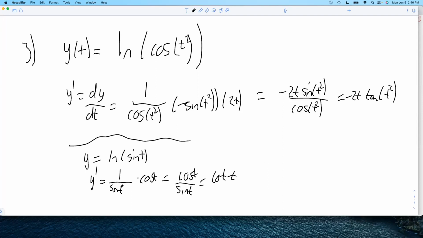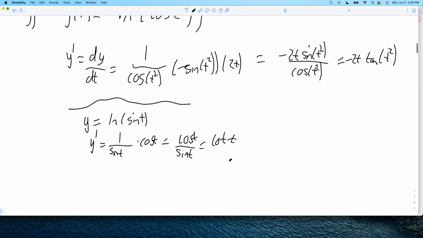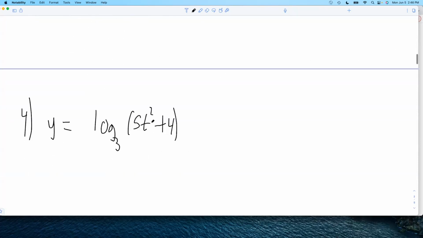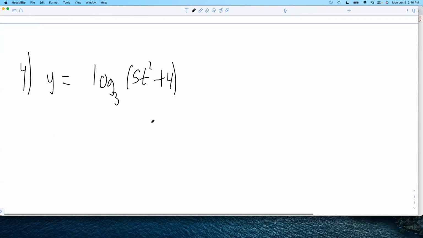That's going to come in really useful later, much further down the road when we're doing integration and we're doing U substitution. So we'll be able to prove later that the antiderivative of cotangent of t is natural log of sine of t plus some constant. Okay, let's look at another one.